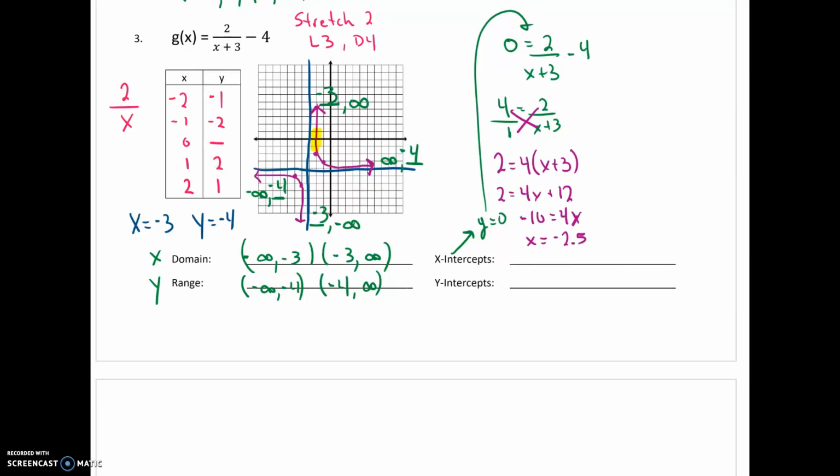So the next thing I'm going to do is figure out the y-intercept. And all y-intercepts are when x equals 0. So what I'm going to do is just go to my original equation and put 0 in for x, and I'll figure out what y is.